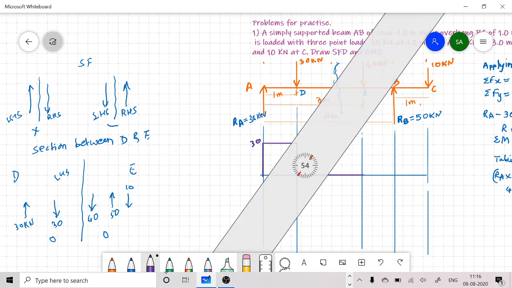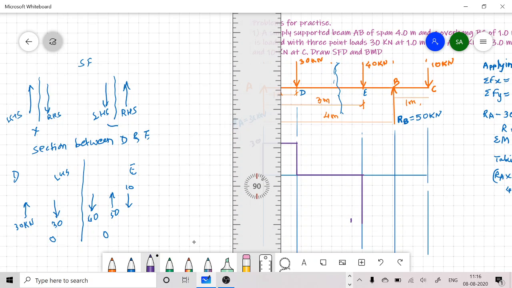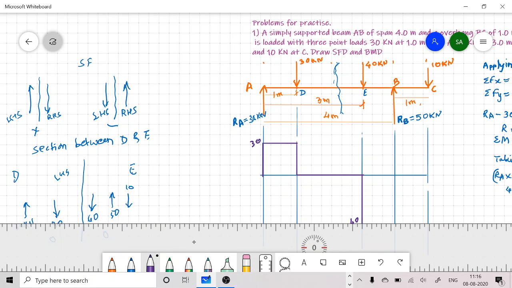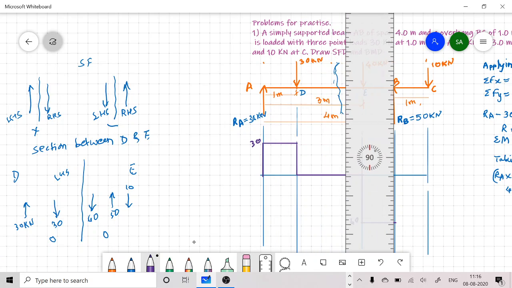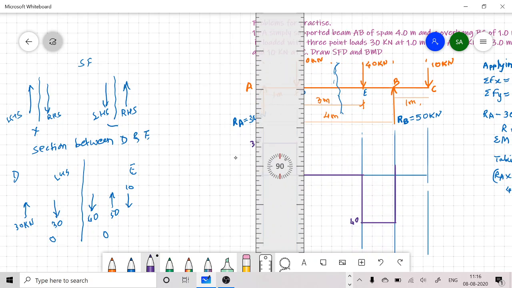Then at E there is a drop of 40. So I am drawing 40 here below the baseline. From E to B again there is no change. At B there is an upward force of reaction of 50. So minus 40 plus 50, that is plus 10.